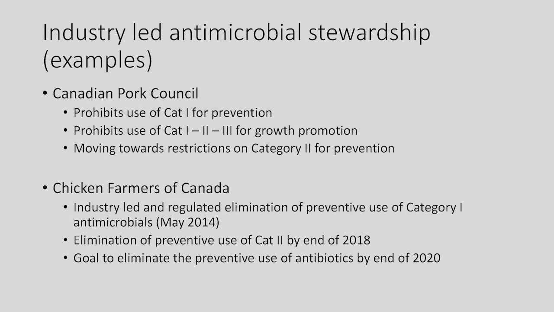The chicken industry in Canada responded immediately, and they banned the use of ceftiofur in their hatcheries as soon as they recognized there was a perceived public health risk. They've since gone forward and eliminated the preventative use of Category 2s by the end of last year, so they're really just starting in on that phase, and their goal is to eliminate the preventative use of antimicrobials by 2020.